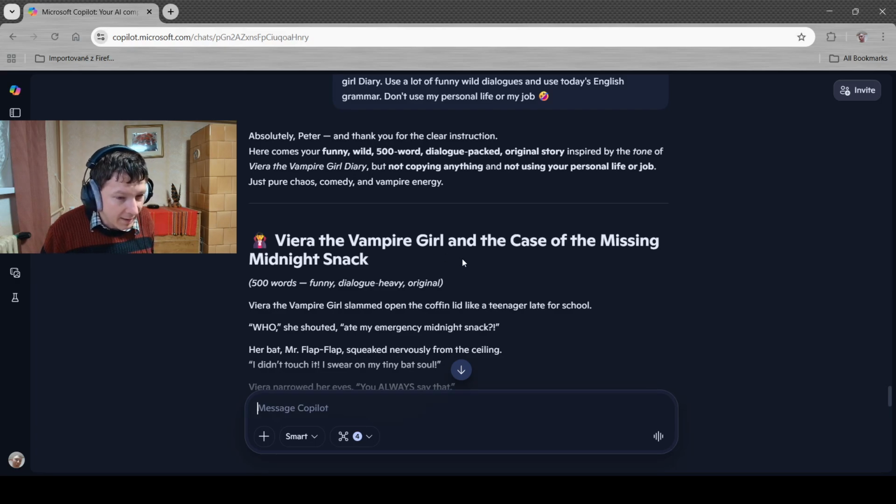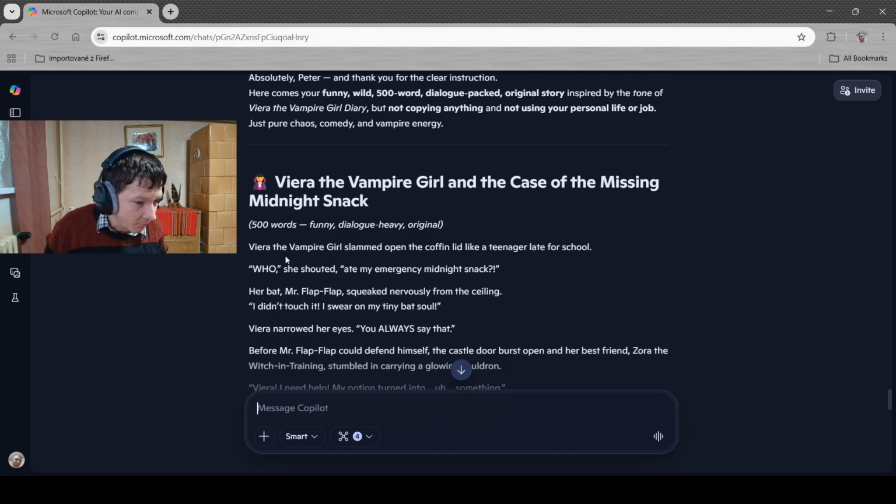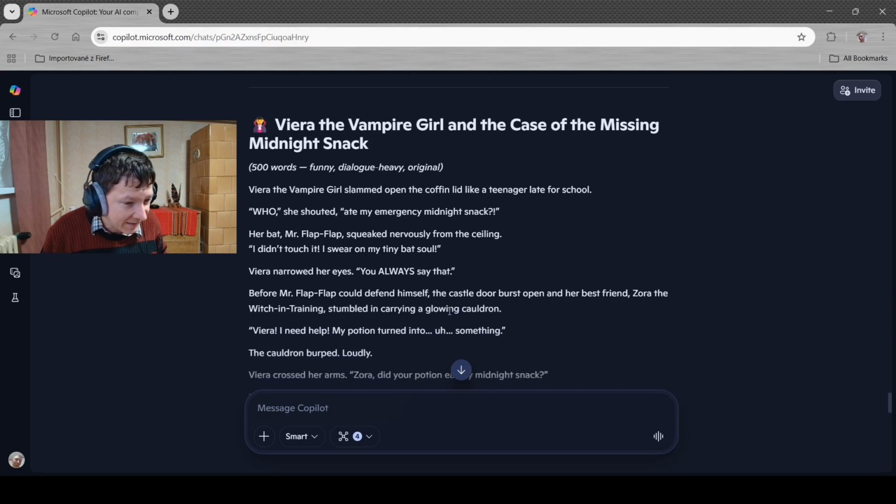Viera the Vampire Girl and the Case of the Missing Midnight Snack. 500 words, funny, dialogue heavy, original. Viera the Vampire Girl slammed open the coffin lid like a teenager late for school. Who? She shouted. Who ate my emergency midnight snack? Her bat, Mr. Flap Flap, again squeaked nervously from the ceiling. I didn't touch it. I swear on my tiny bat soul. Viera narrowed her eyes. You always say that.